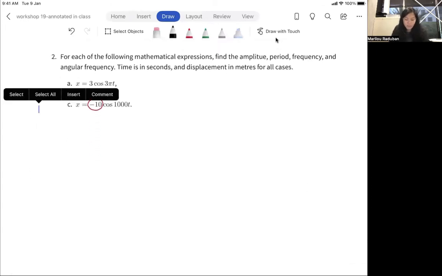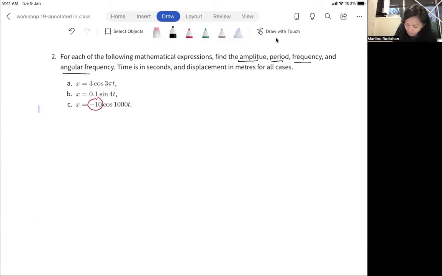Okay, for the second question, we're given some mathematical equations or expressions describing the simple harmonic motion of an object, and we're asked to find the amplitude, period, frequency, and angular frequency of the object's oscillation.